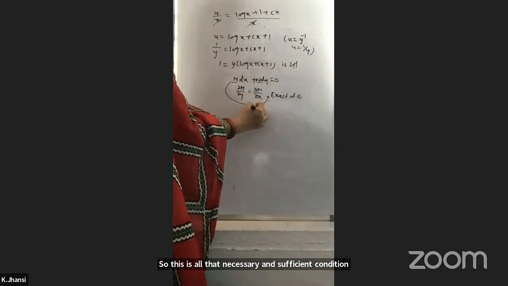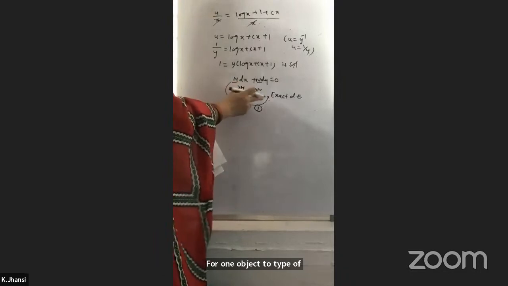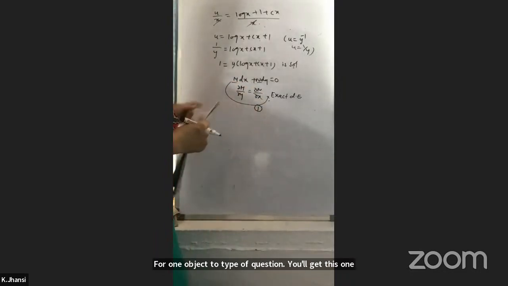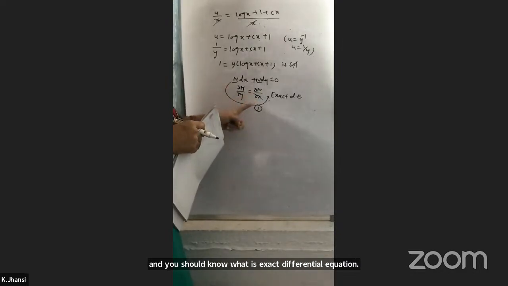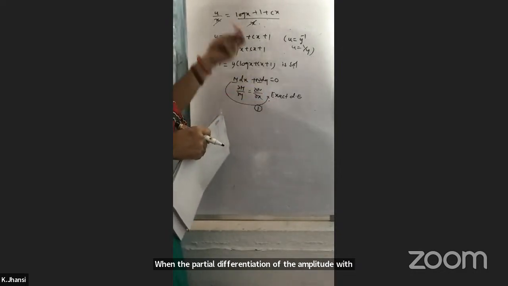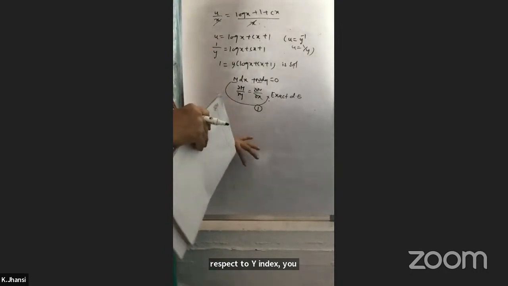So you will get one objective type question on this. You should know what an exact differential equation is. When the partial differentiation of M and N with respect to y and x gives the same values, it is called an exact differential equation. On this only you will have the problems.